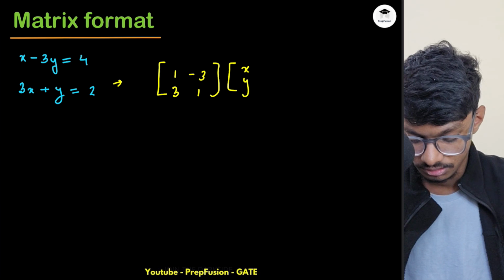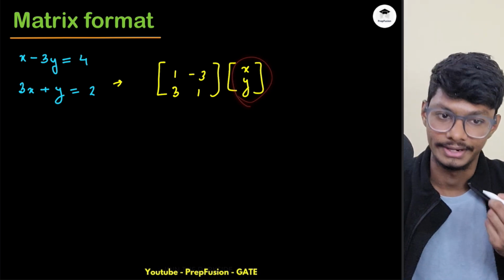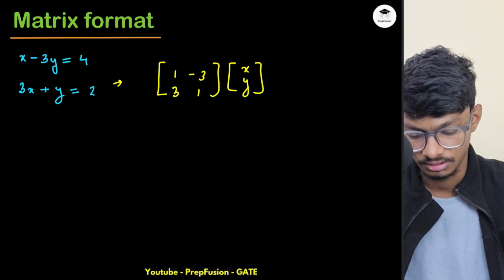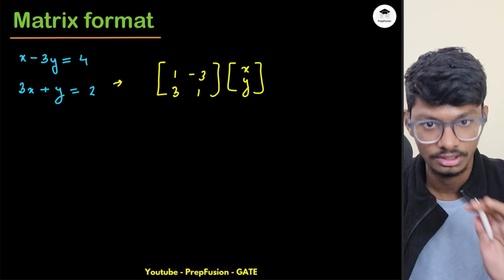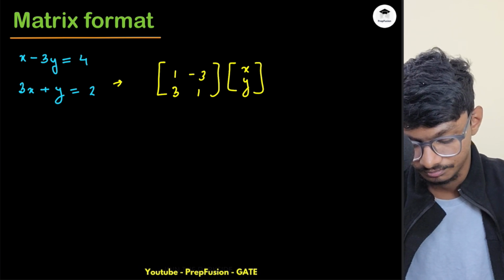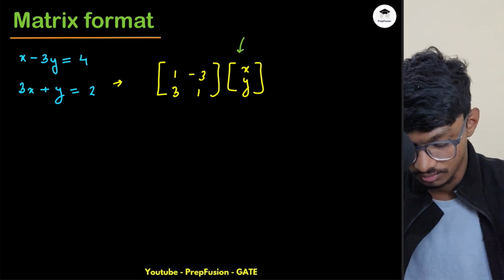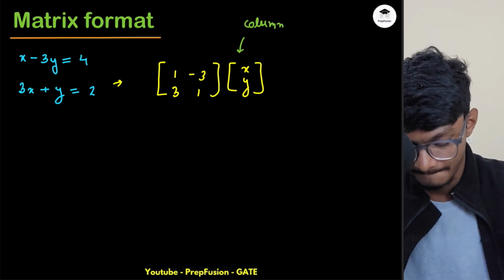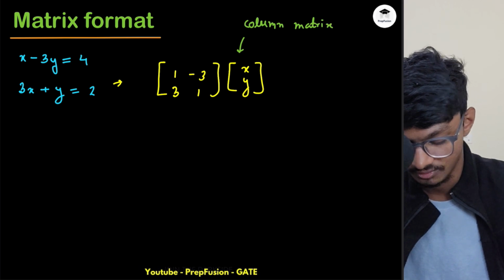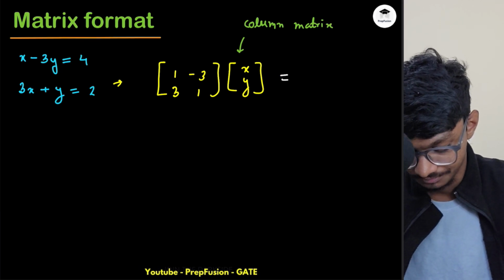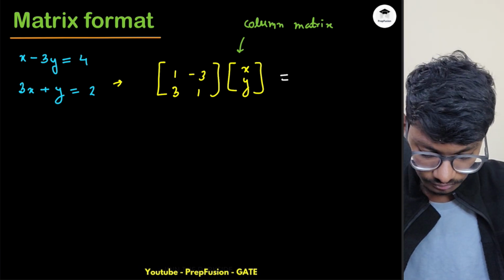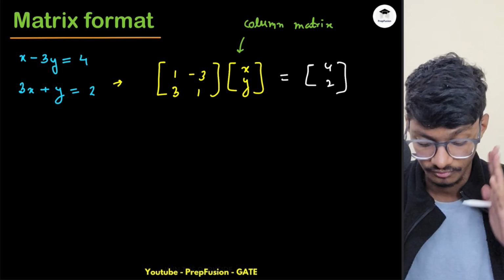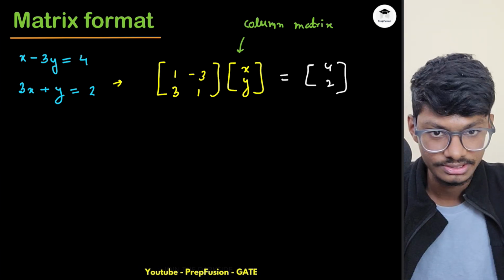Now this is my variable matrix, and this is a column matrix. I will explain what a column matrix is in later lectures. If you know, very good. If you don't know, don't worry, I will explain everything. So this is a column matrix. That's why this is known as the column convention to represent a set of linear equations. And what is this equal to? This is equal to simply 4, 2.